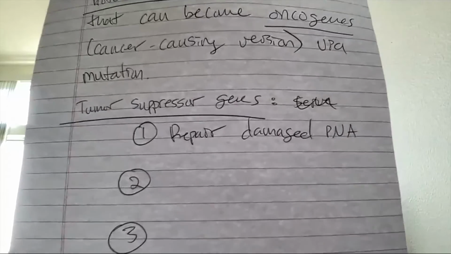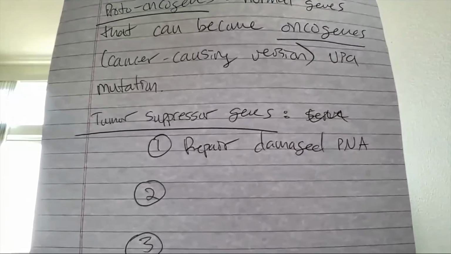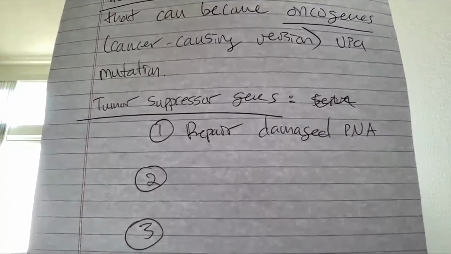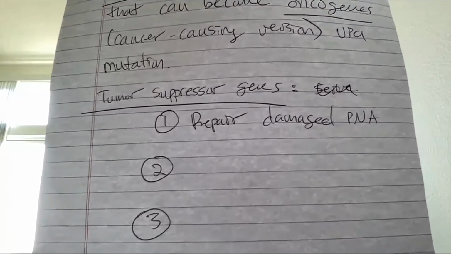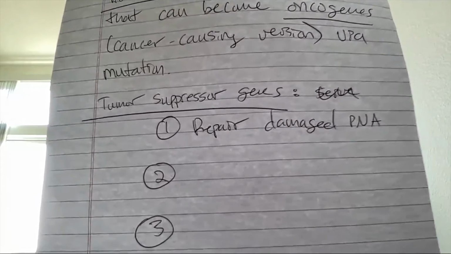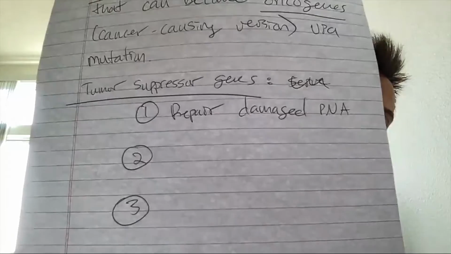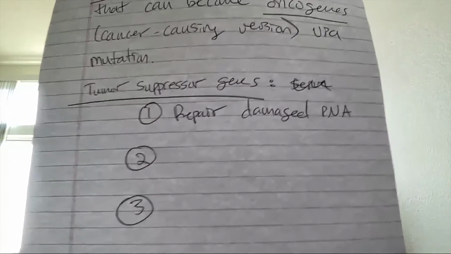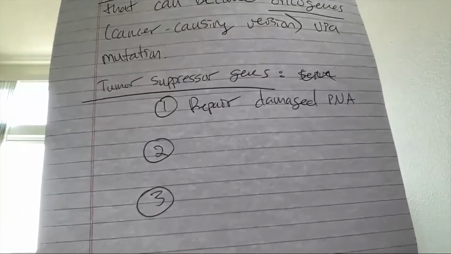Why would that be good in preventing cancer? Well, if cancer arises from mutations in DNA, damaged DNA, then repairing that DNA before the damaged DNA accumulates and is passed on to the next generations of cells would prevent cancer from developing.